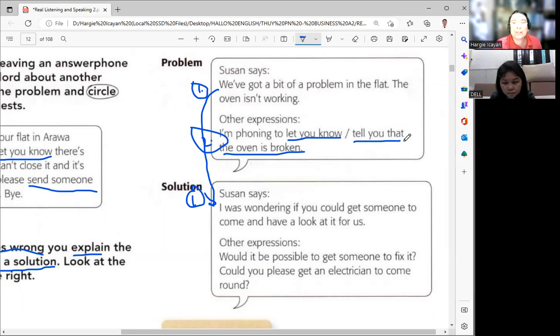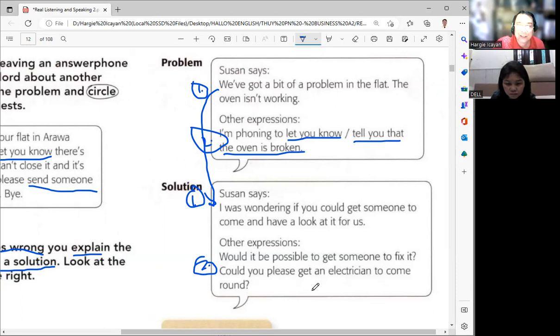I'm phoning to tell you that the oven is broken. So, solution number 2, you may say, would it be possible to get someone to fix it? Could you please get an electrician to come around?